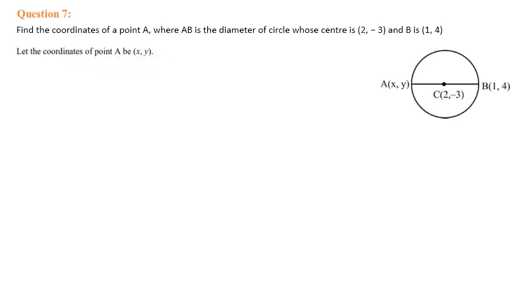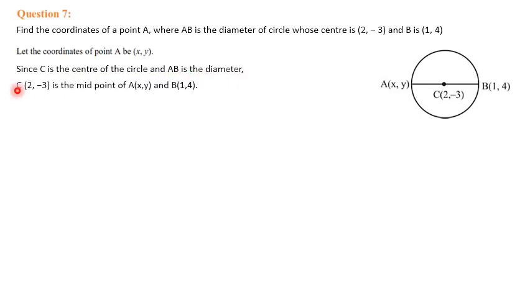Let's visualize the question. There is a circle and a diameter AB is given to you, and center C (2, minus 3) is also given. Here C is the center of the circle and AB is the diameter as per the given condition, then we can say that C is the midpoint of AB. Here AB is the diameter, C is the center. Because of that we can say that C must be the midpoint of AB.